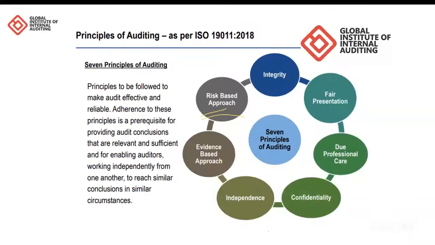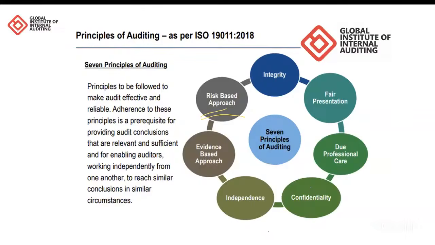Okay, so we move on. Here we're going to be talking about the principles of auditing as per ISO 19011:2018. We're going to be talking about the 7 principles of auditing today, and I think this is where we're going to be calling it a day. We're going to make sure we understand the 7 principles of auditing highlighted in ISO 19011. The 7 principles are the ones you are seeing on the screen: integrity, fair presentation, due professional care, confidentiality, independence, evidence-based approach, and risk-based approach.